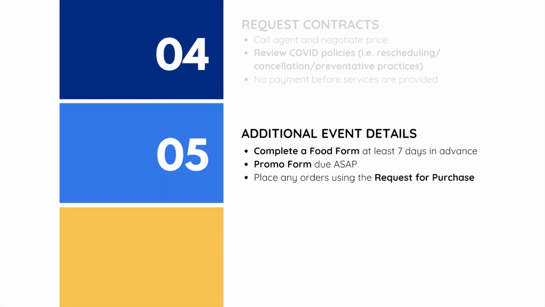After the contract has been requested, it's time to work on additional event details. Many student groups choose to provide food at their events. Food at events must be purchased through Chartwells, the on-campus dining provider. If you would like to order food, you must complete a food form at least 7 business days ahead of your event and turn it in to your program coordinator.